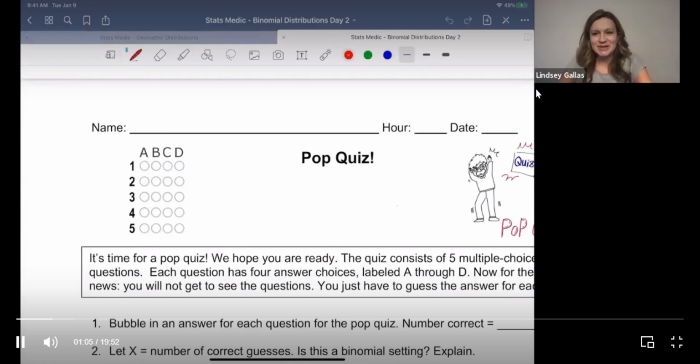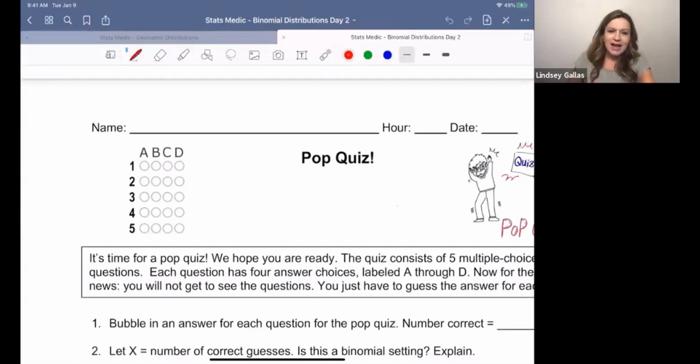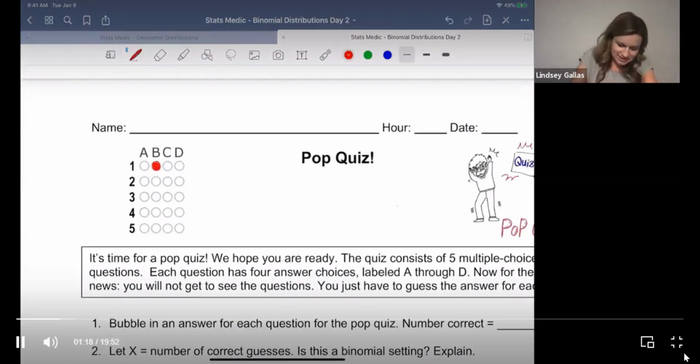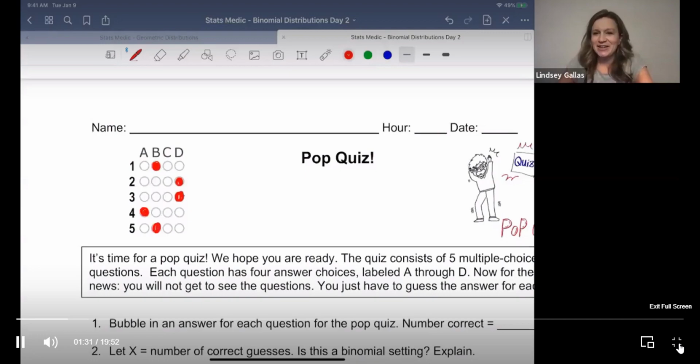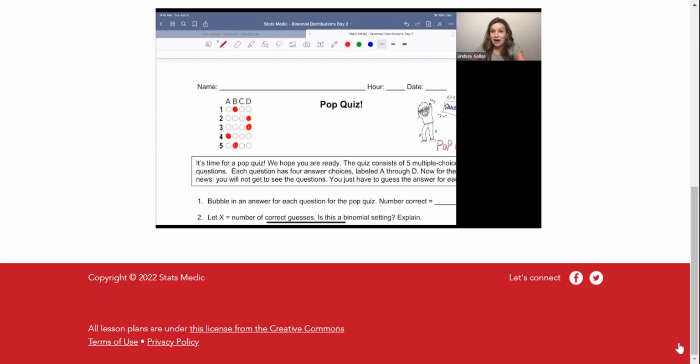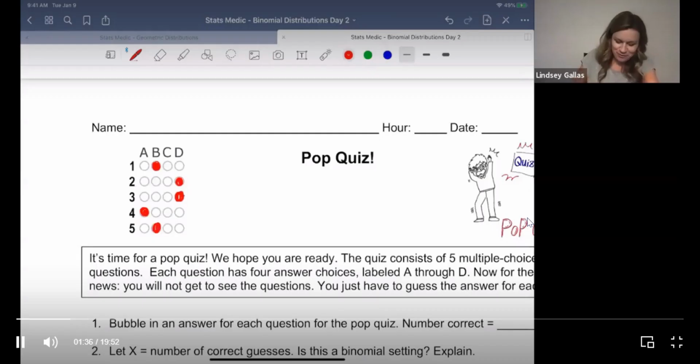Okay, hopefully you filled those in. So now I'm going to give you the correct answers. So I would like you to go through and correct your own quiz. The answer to number 1 is B. The answer to number 2 is D. Number 3 is D. 4 is A. And 5 is B. Okay, and then you can score yourself and see how you did. So how many did you get correct out of the 5?